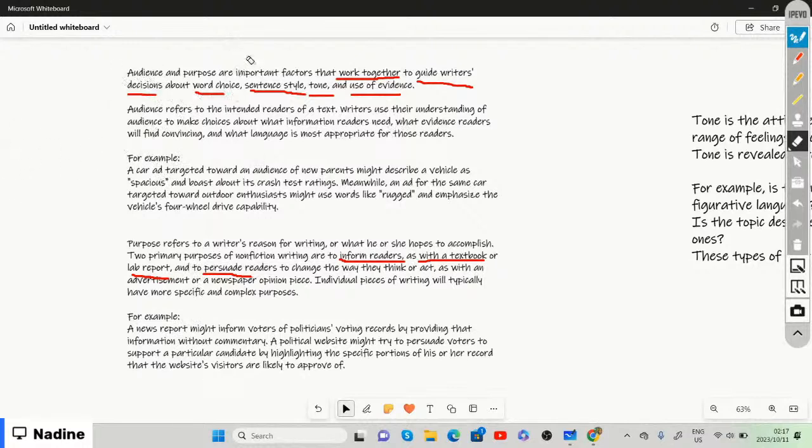And once again, audience and purpose are important factors that work together to guide writers' decisions about word choice, sentence style, tone, and use of evidence. And we said an audience refers to the intended readers of a text. So it will depend on who you need to convince. Who are you convincing? What's your target? Like we said, with the example of a car ad targeted towards a specific audience, specifically new parents, they will look at a bigger model that is more spacious. So those are certain words that they would use.